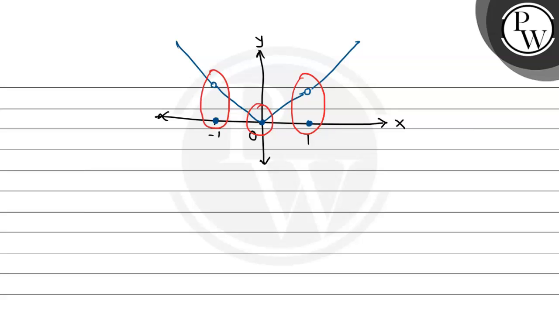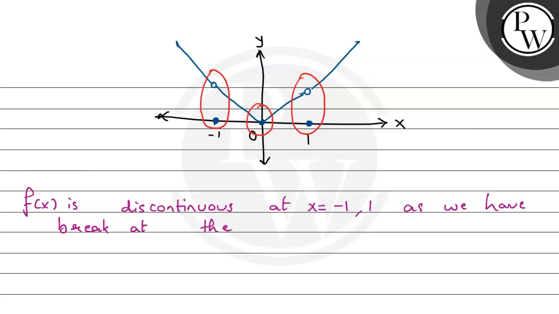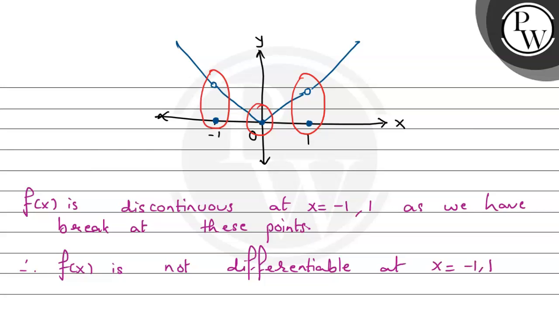So f(x) is discontinuous at x equals minus 1 and 1, as we have a break at these points, and therefore f(x) is not differentiable at x equals minus 1 and 1.